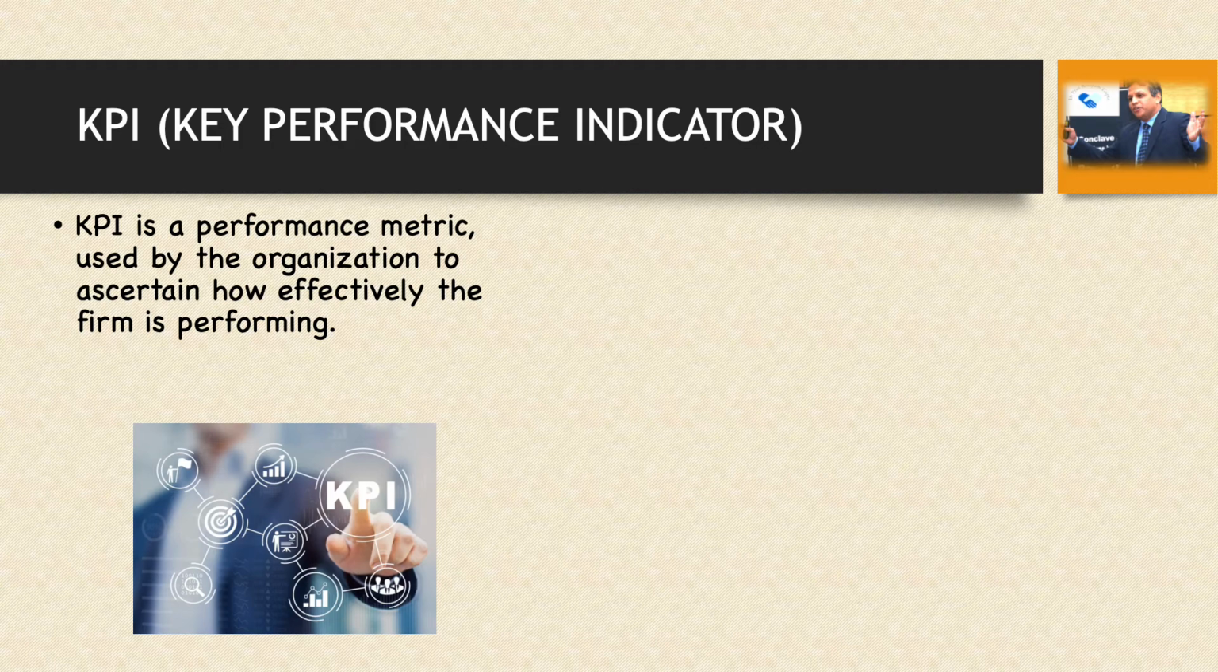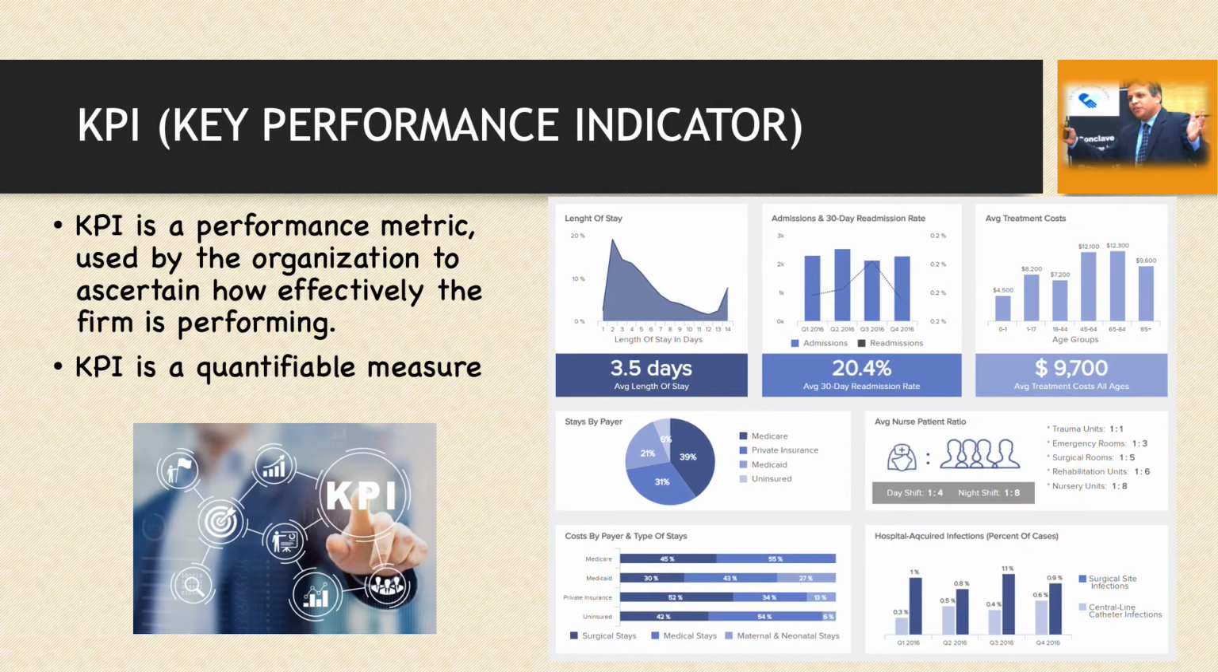The other term used is KPI or Key Performance Indicators. KPIs are the performance metrics used by the organization to ascertain how effectively the firm is performing. KPI, of course, is a quantifiable measure. Again, the example of a hospital setup. KPIs are average length of stay, the bed occupancy rates, the average treatment costs across all ages, etc.